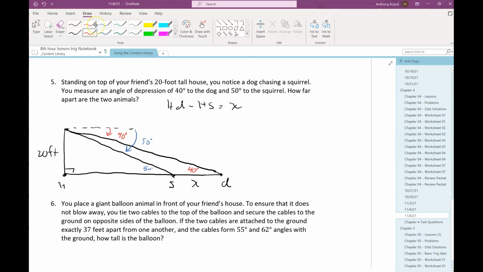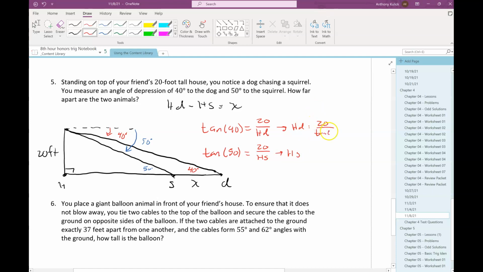Okay. So I can say here that tangent of 40 is equal to opposite over adjacent. Similarly, I can say tan 50 should equal opposite over adjacent. I can solve for HD and HS by multiplying both sides by HD and then dividing by tan 40, and then doing the same thing but dividing by tan 50. And that's all I need.